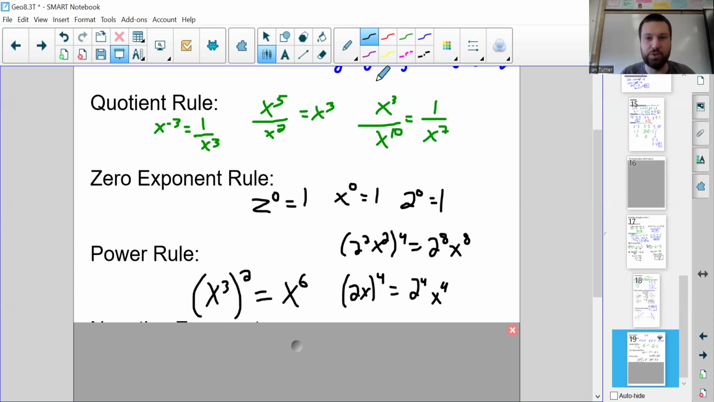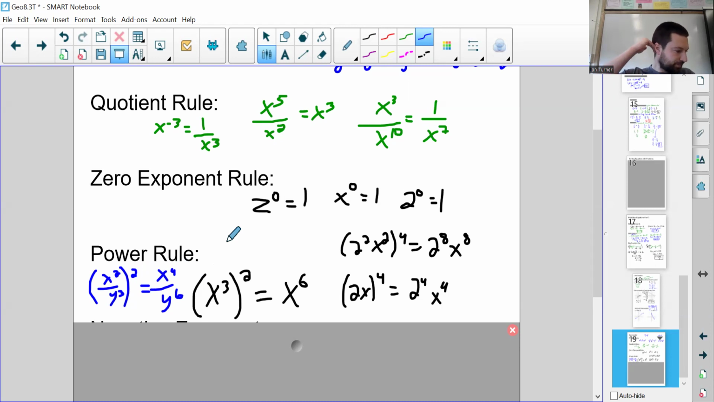Same thing if we got a fraction. Let's do one more. We'll change colors so you can see it. Say we had x squared over y to the 3rd, and we did that to the 2nd power. This would become x to the 4th over y to the 6th, okay? So even if you got something on bottom, still distribute that exponent, all right?